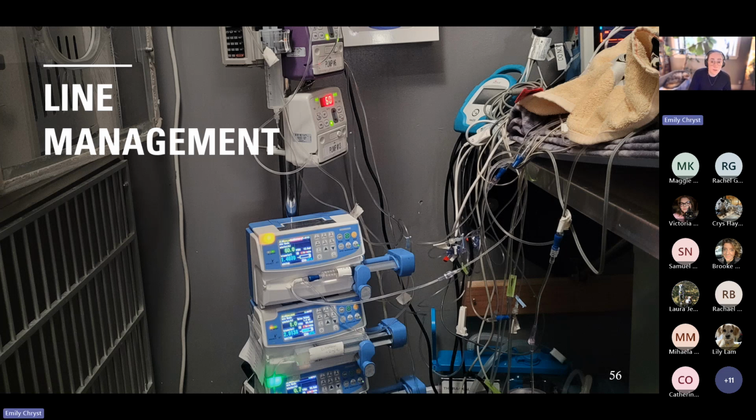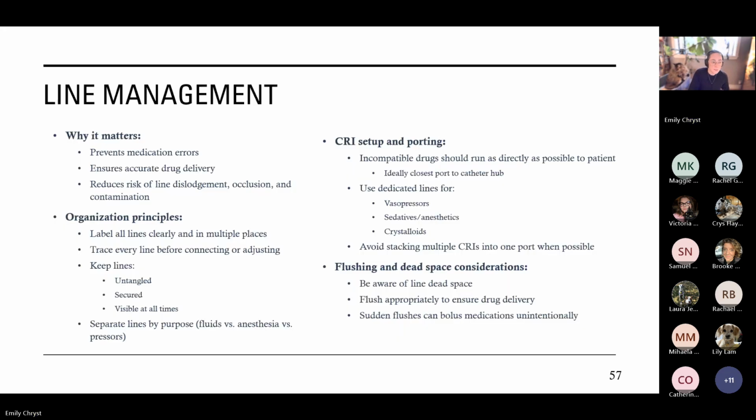So moving on to line management. These patients often have multiple lines running at once. And so this is an area where things could go pretty wrong pretty quickly if we aren't organized. So with good line management, we should hopefully prevent medication errors, make sure that drugs are being delivered accurately, and reduce the risk of line dislodgement, occlusion, and contamination.